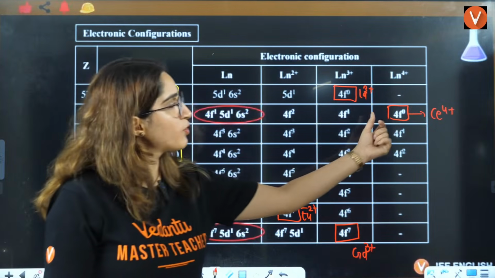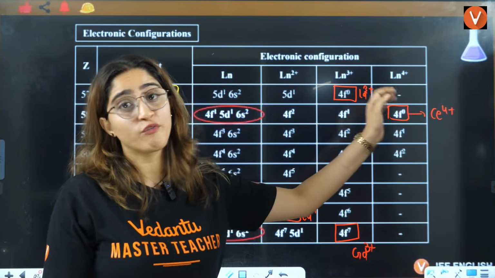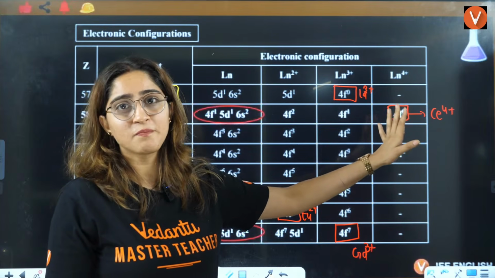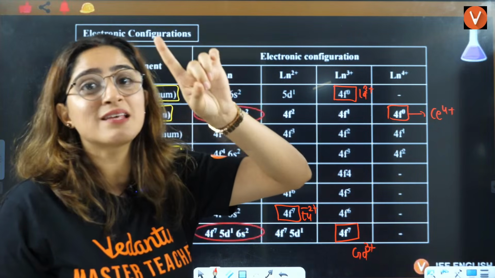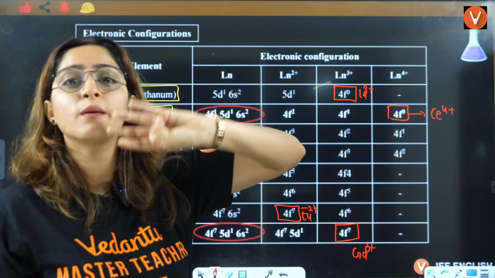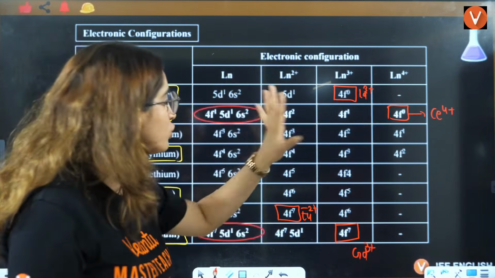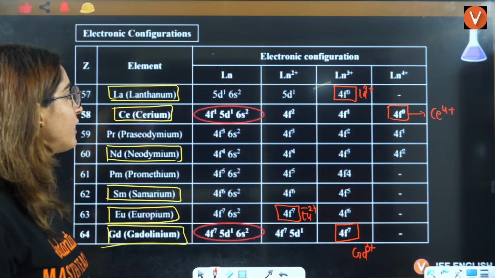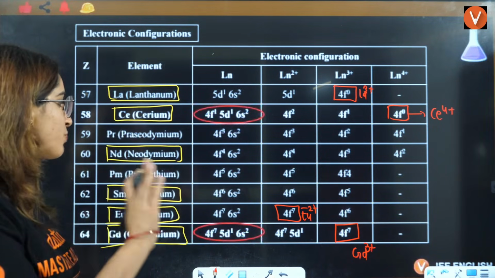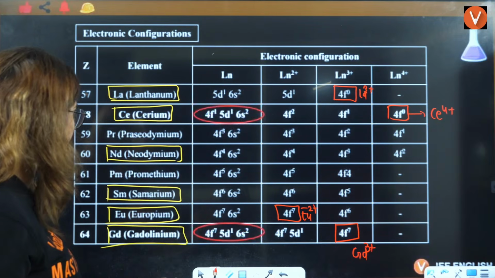So cerium 4+ is again 4f0, which is making it stable, right? Apart from +3, I am asking you about +2, +3, +4, where you have f0, f7, f14. Those electronic configurations I am pointing out here, right? I think on the first page, that's it. We only need to have this.